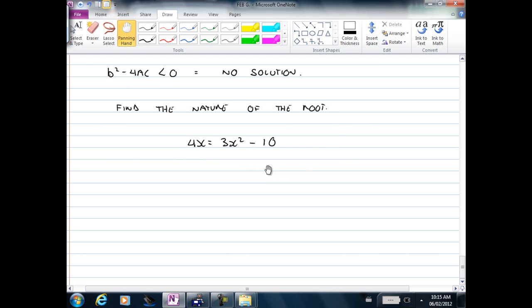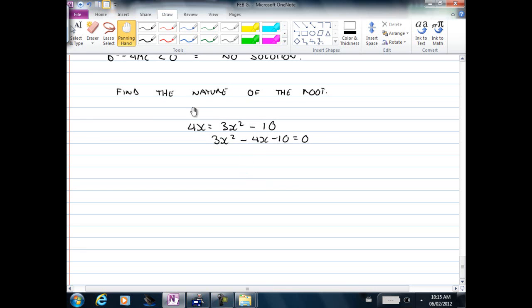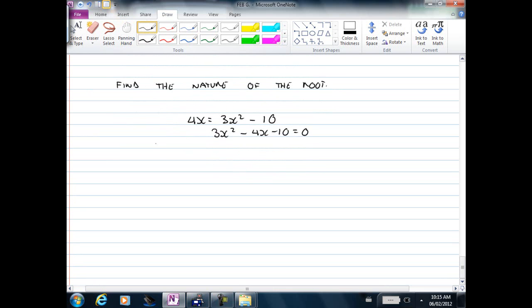First thing is, look, my quadratic equation is not in standard form yet. I want it equal to 0, so let's move it over. 3x squared, always write it equal to 0, minus 4x minus 10 equals to 0. I'm looking for the nature of the root, so I know that I don't have to use that whole formula. I just need to plug in b squared minus 4ac. That's all I'm going to do.